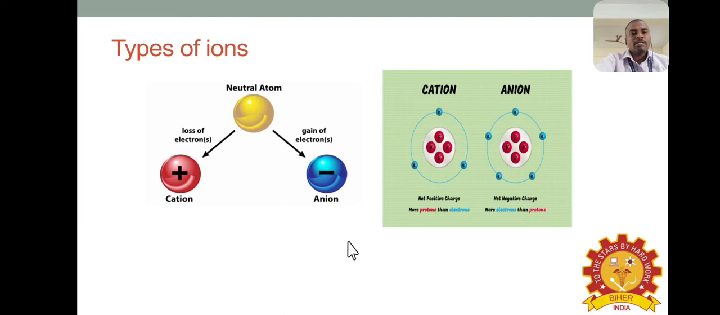At first, we are going to talk about types of ions. Generally, ions are classified into two types. One is cation, another one is anion. When we remove one electron from a neutral atom, we can get cations. This process is called ionization. Energy required to remove one electron from a neutral atom at its gaseous state is called ionization energy.